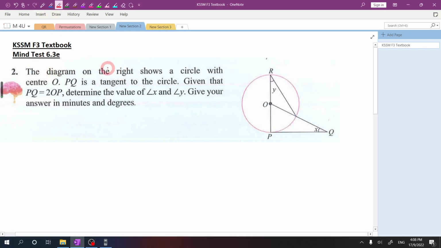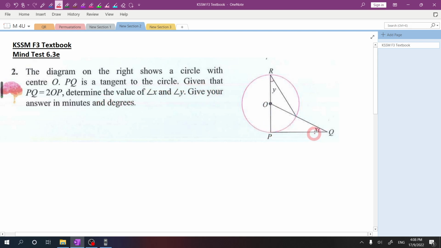The diagram on the right shows a circle with center O. PQ is a tangent to the circle at this point. Given that PQ is equal to 2OP, the length here is equal to 2 times the length here. Determine the value of angle X and angle Y. Give your answer in degrees and minutes.